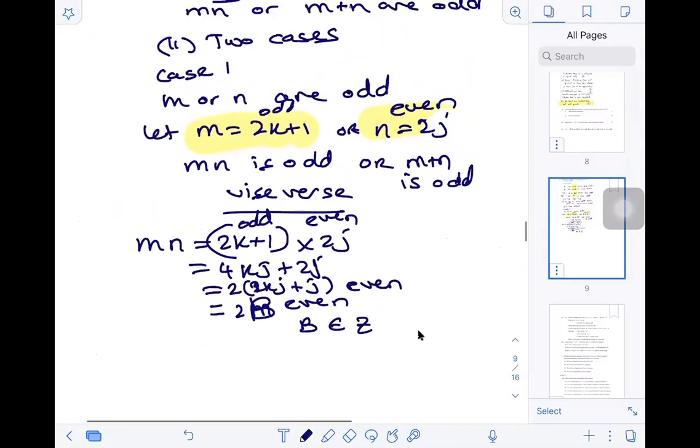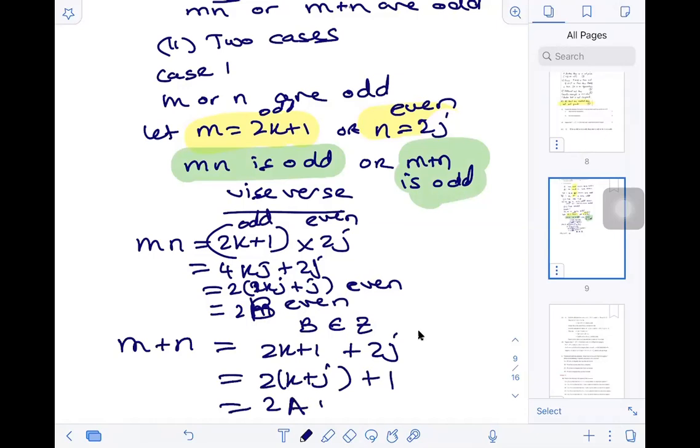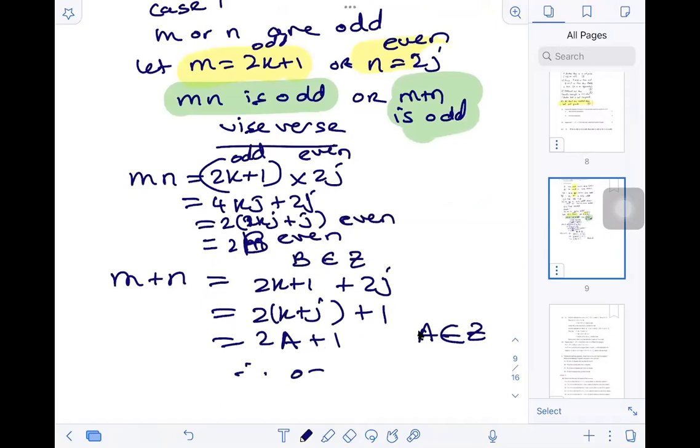So we want to prove basically that mn is odd or m plus n is odd, one of them. So we know that mn is not odd. Let's try this one. 2k plus 1 plus 2j equals 2k plus j plus 1, which equals 2a plus 1, where a is an integer. So therefore, that is odd. So if m is odd or n is odd, so we've got m is odd, then one of them will be, this one's even, and this one was odd. So we have to show that mn is either odd or m plus n is odd, and m plus n is the odd one.